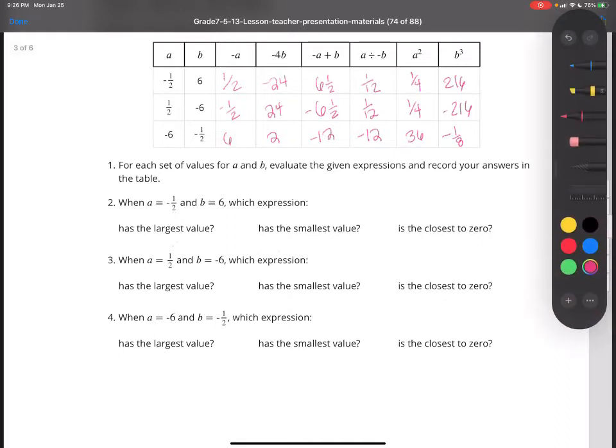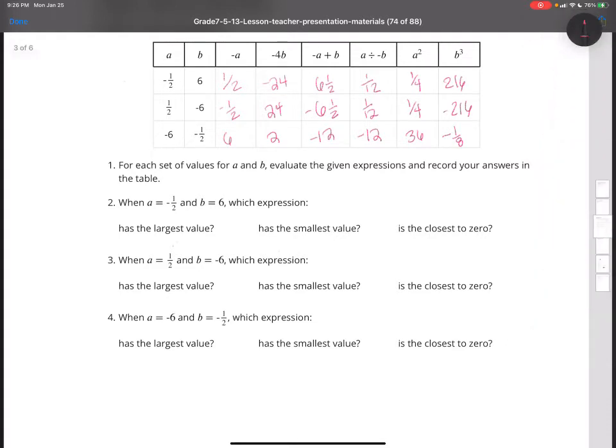All right. So let's look at the second one. Number 2 says, when A is equal to negative 1/2 and B is equal to 6, which expression... All right, so we're looking at the first row. It's asking us which expression has the largest value. So which expression is the greatest value? If you guessed b cubed, or b to the third power, because it's equal to 216, you're absolutely correct.